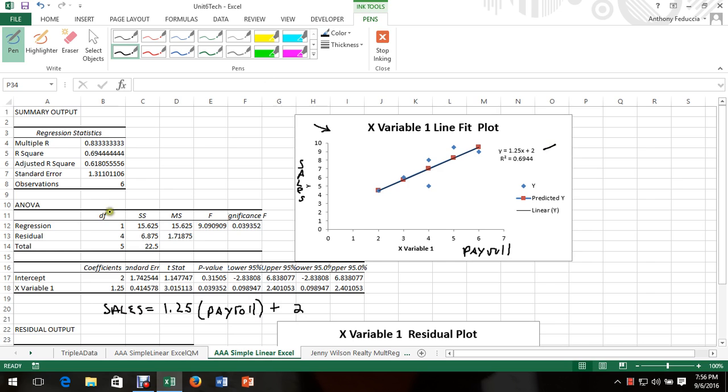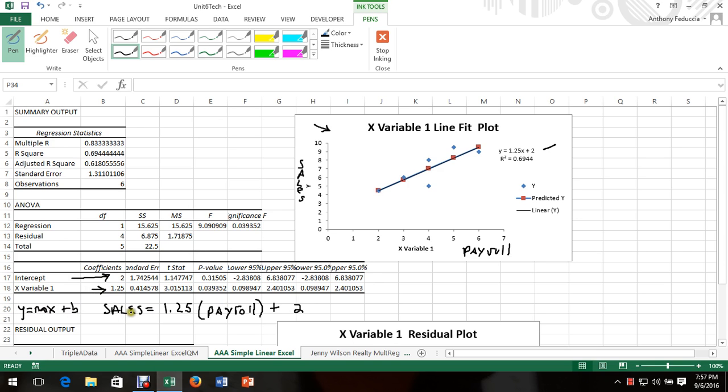Now, if it doesn't give it to you, the resulting Excel output is right here. It gives you the coefficient, which is 2. That's the constant. And then it gives you the x variable coefficient. This is really the slope of the line. You remember y equals mx plus b? Well, m is the slope of the line. That's 1.25 in our case. And so all we have to do is put in a value for payroll, any payroll, and it'll come up with a predicted sales.